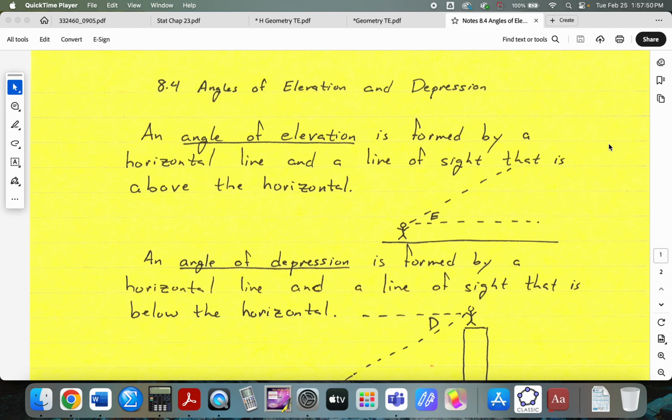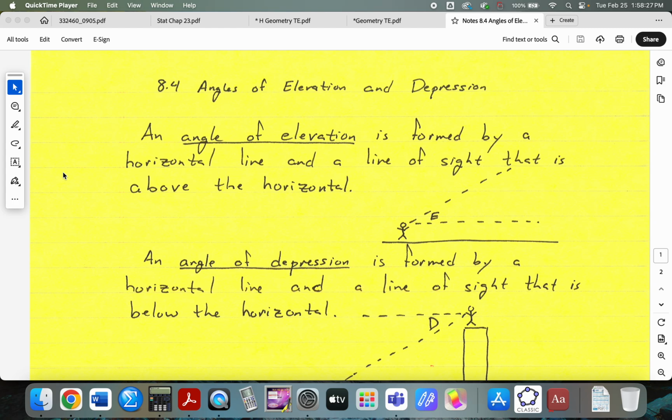Okay, so today we're going to look at some word problems involving what are called angles of elevation and angles of depression. Almost everybody gets the angle of elevation part right. An angle of elevation is formed by a horizontal line and a line of sight that is above the horizontal. It's a little bit like if you look straight ahead and then you look up, you know how you rotate either your eyes or your head upwards? That's an angle of elevation. You're elevating what you're looking at.